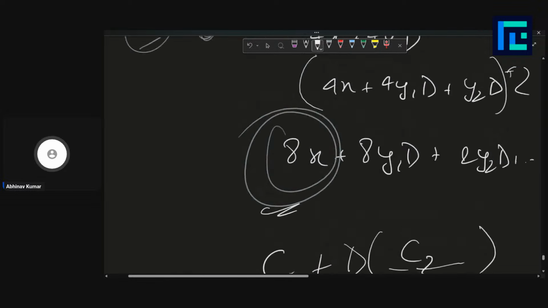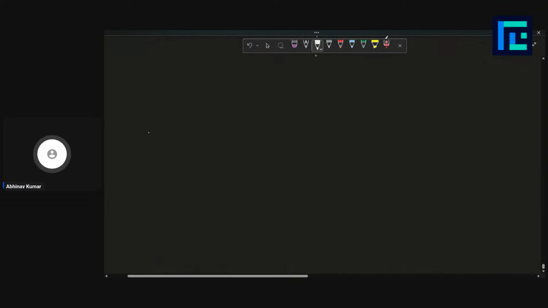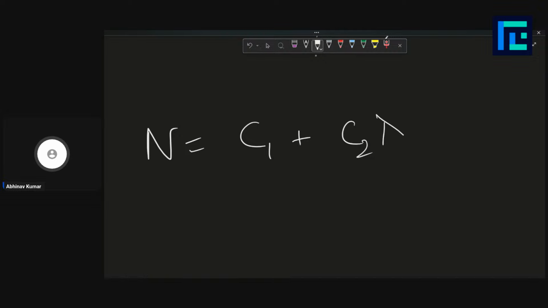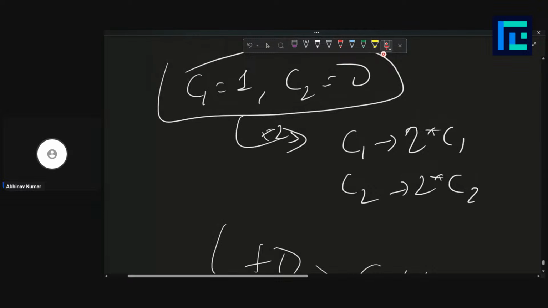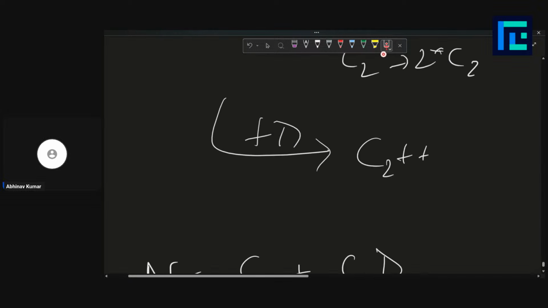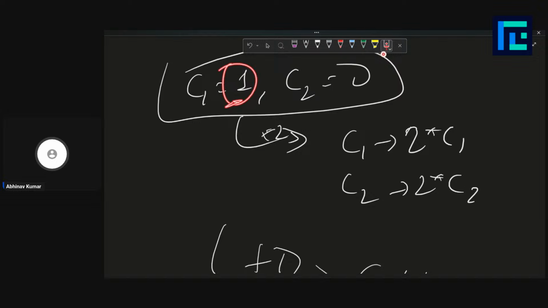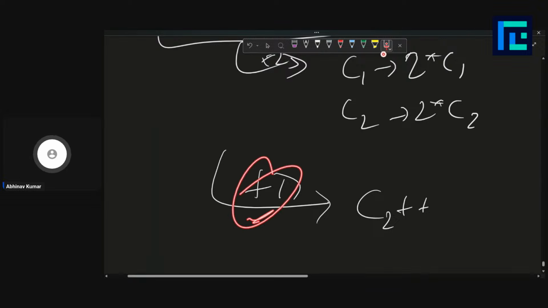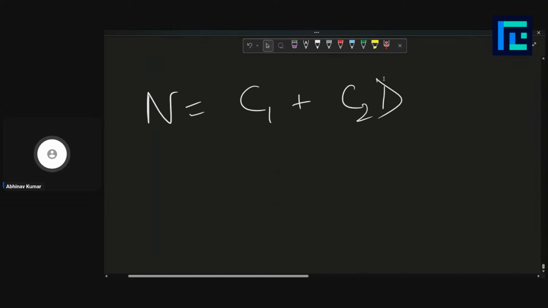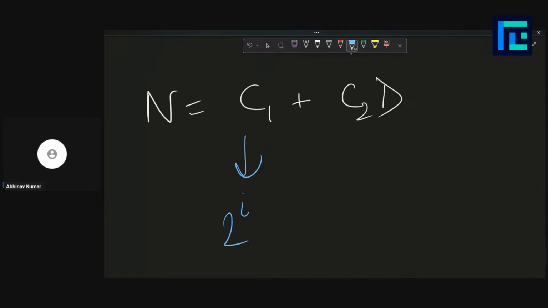So finally what you want to achieve is that n should become of the form c1 plus c2 times d. And c1, you start with c1 equal to 1, only when you perform the multiply by 2 operation does c1 become double. Whenever you do the plus d operation, there is no effect on c1. So you can say that c1 definitely has to be some 2 to the power i. If you don't perform any multiply by 2 operations, c1 would be 1.